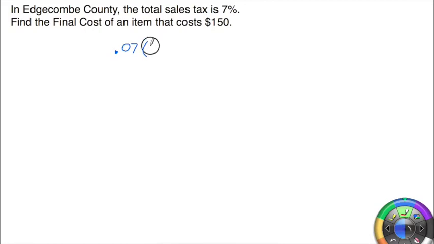You would multiply the cost of the item, and this will tell you how much tax you're paying on the item. So let's see here, 0.07 times 150. So $10.50. So you would owe the government $10.50 just to buy that item.